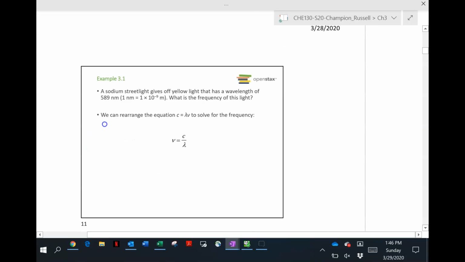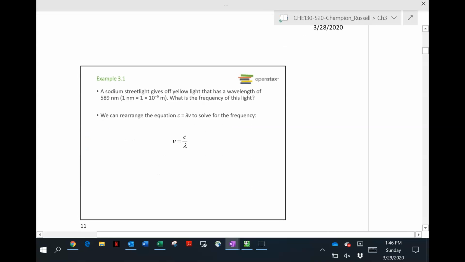All right, so here is an example of the kind of question we talked about, where we're going to be using one of these equations to calculate some other things that we know. So we talk about a sodium street light. It gives off a yellow light that's characteristic of an excited sodium atom, and that wavelength is 585 nanometers. What's the frequency of the light?